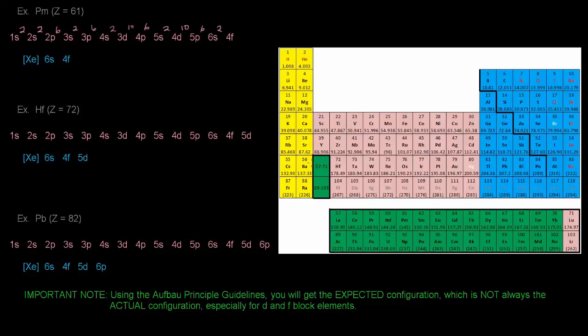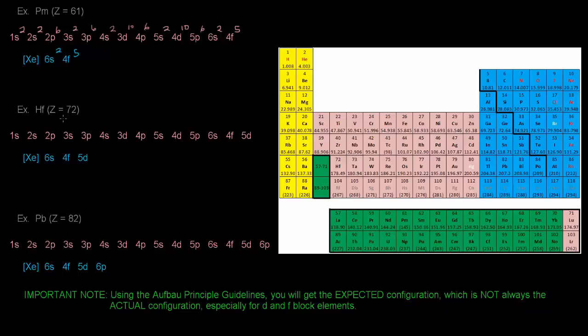Then we've got 4f, so we drop down here. Then we have La, Ce, Pr, Nd, and then Pm. So that's 1, 2, 3, 4, 5, so that's going to be 4f5. Of course, we can shorten that to just Xe, xenon. And right after that, there's 6s2 and then 4f5. So that's it for that one.